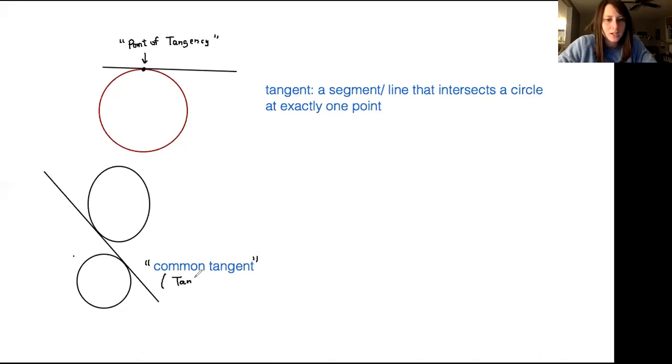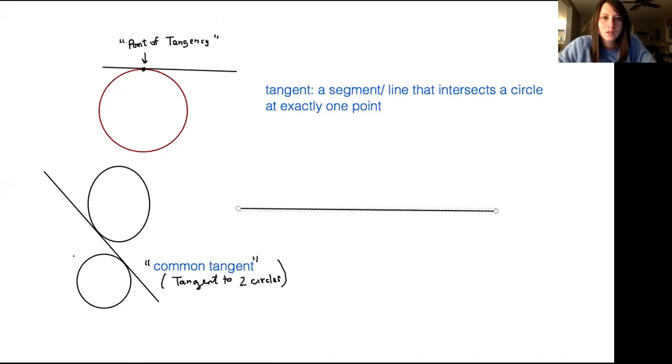This line is tangent to two circles. So if circles share the same tangent, it's called a common tangent. So you could have a tangent like this, and then you could have your circles both like that. That would be a common tangent, right, with those circles. So, you can draw your tangent in different ways and have two circles intersect the same tangent at different points.